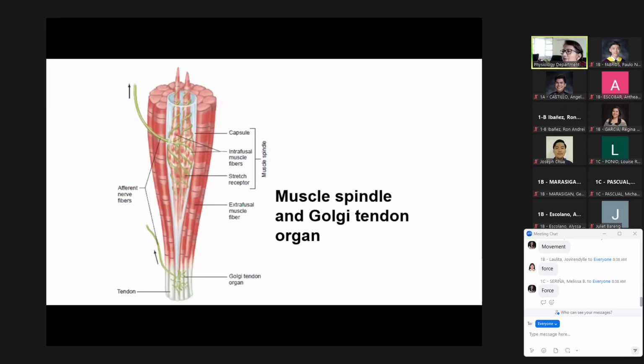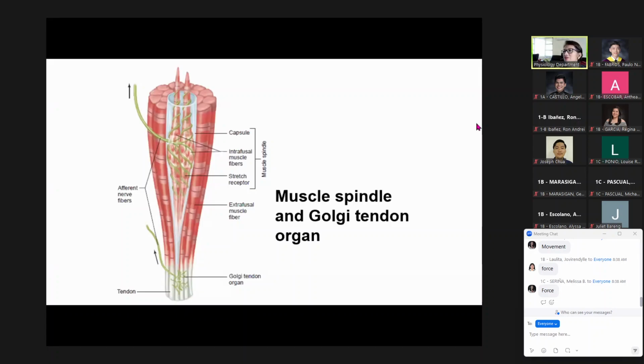Now, dun sa choices natin kanina, meron nakalagay doon, contraction of extrafusal muscle fibers, and another choice is contraction of intrafusal muscle fibers. Ano ba itong mga to? What you have learned in muscle physiology is about production of force within the muscle. So you talked about extrafusal muscle fibers in your skeletal muscles. Now, what are intrafusal muscle fibers? Intrafusal muscle fibers compose your muscle spindle.